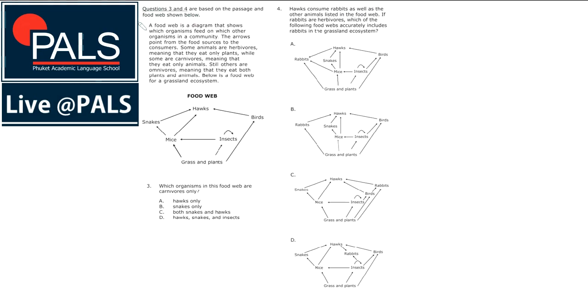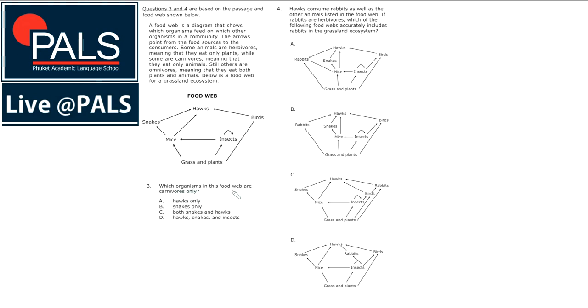Questions 3 and 4 are based on the passage and food web below. The food web is a diagram that shows which organisms feed on which other organisms in a community or ecosystem. The arrows point from the food source to the consumer, so they show the energy transfer. Some animals are herbivores, meaning that they eat only plants, while some are carnivores, meaning that they eat only animals. Still others are omnivores, meaning that they eat both plants and animals. Below is a food web for a grassland ecosystem.